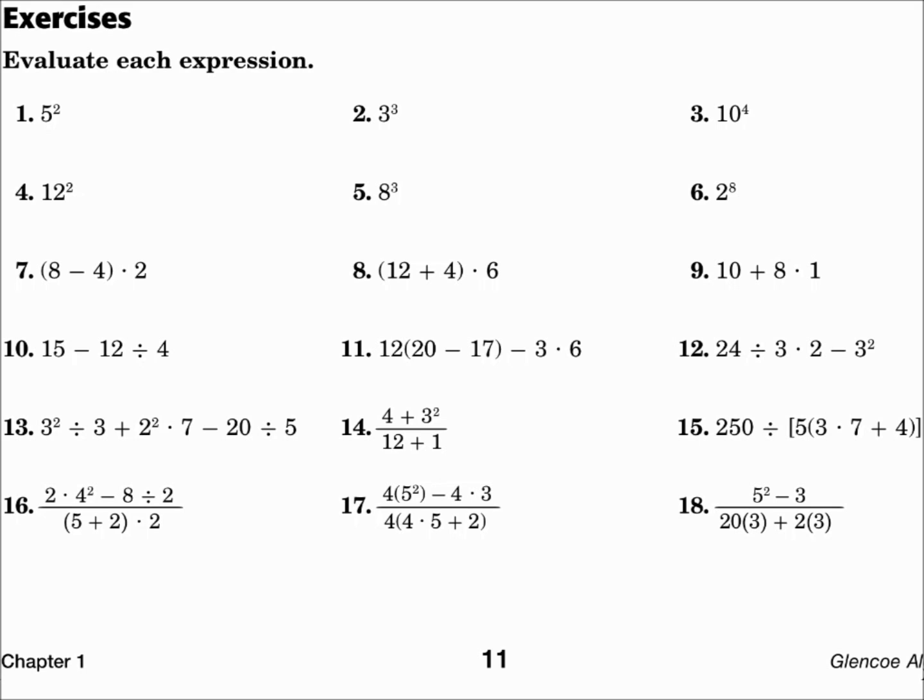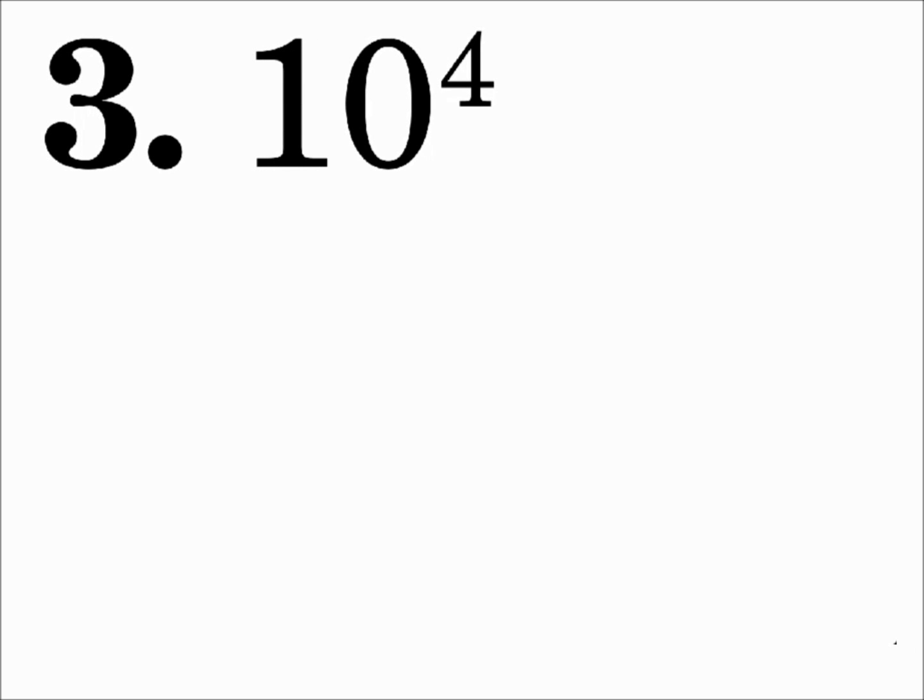Evaluate each expression. Number 1 is 5 squared. There's only one operation to do here, which is squaring the 5. So the answer is simply 25. Number 3 is 10 to the 4th power. The exponent is the only operation, so that's the one we'll do. 10 to the 4th is 10 times 10 times 10 times 10, which is 10,000.